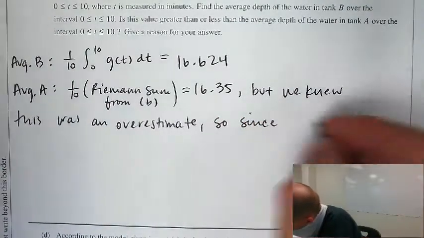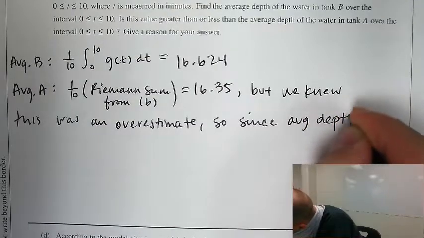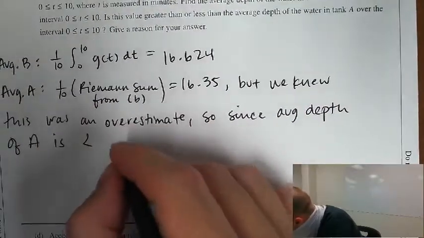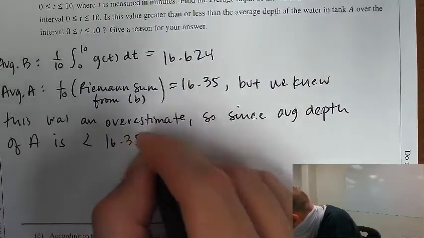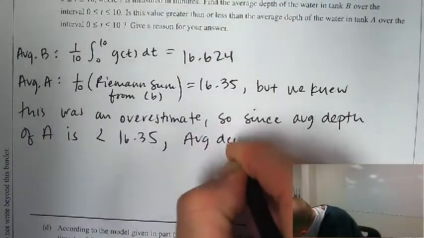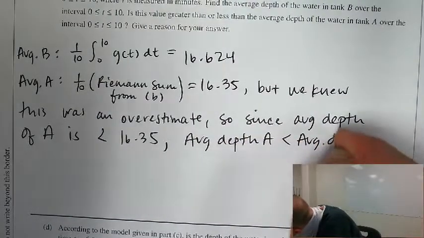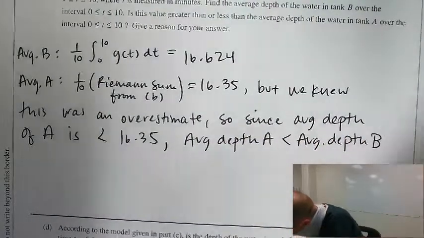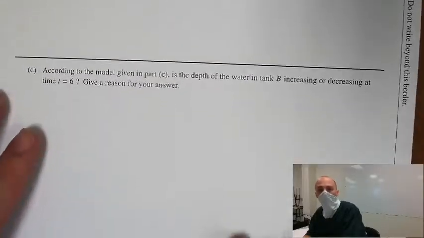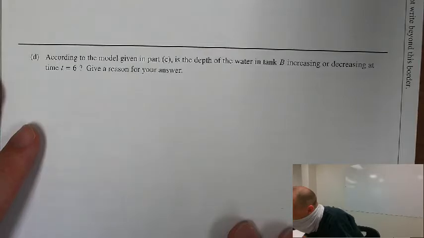So since the average depth of A is less than 16.35, I know that the average depth for A is less than the average depth for B. Okay. According to the model given in part C, is the depth of the water in tank B increasing or decreasing at time t equals 6?